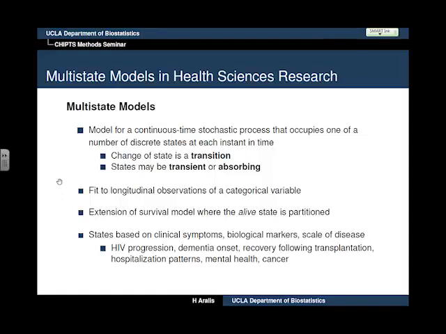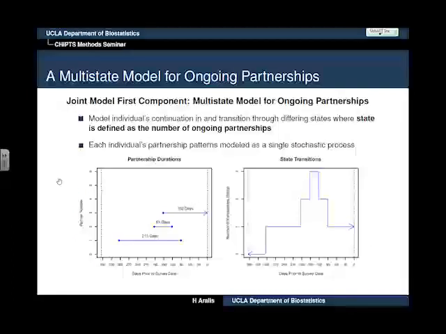They're being used, I think, more and more. So how are we going to use a multi-state model? We will use a multi-state model here to model individuals' trajectories through different numbers of ongoing partnerships.